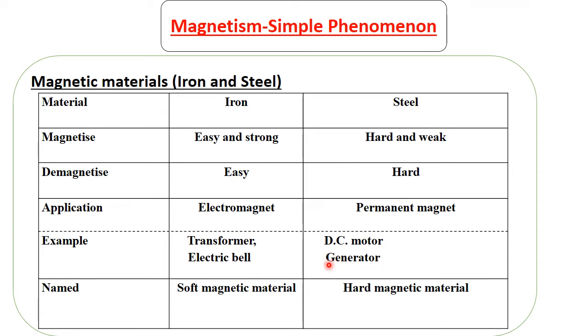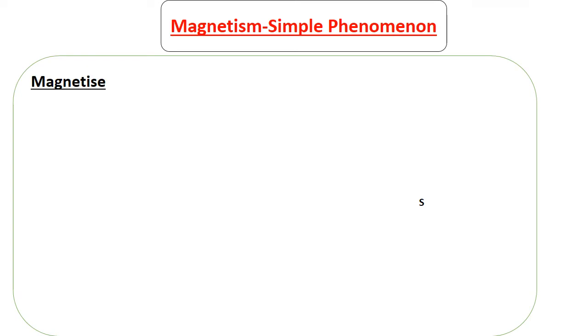We're also going to start generators soon. So they have got special names. Iron is called a soft magnetic material, while steel is called a hard magnetic material. So now we look at magnetization.